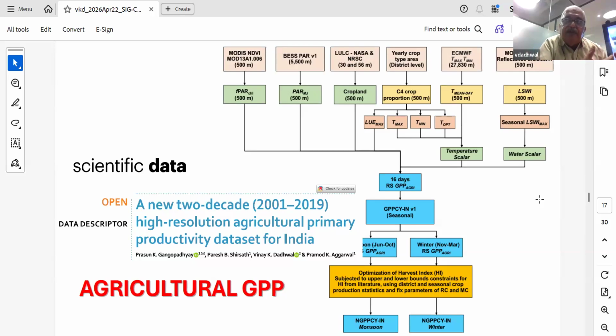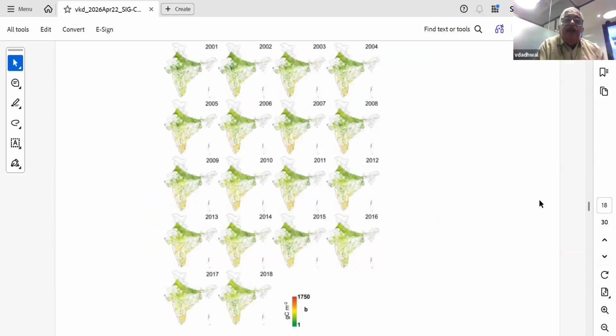So now you have two estimates, a remote sensing based and a ground-based one. Two independent estimates must match. So that is done through optimization. And then one can compute yearly what was the GPP for each agricultural pixel each year, right?